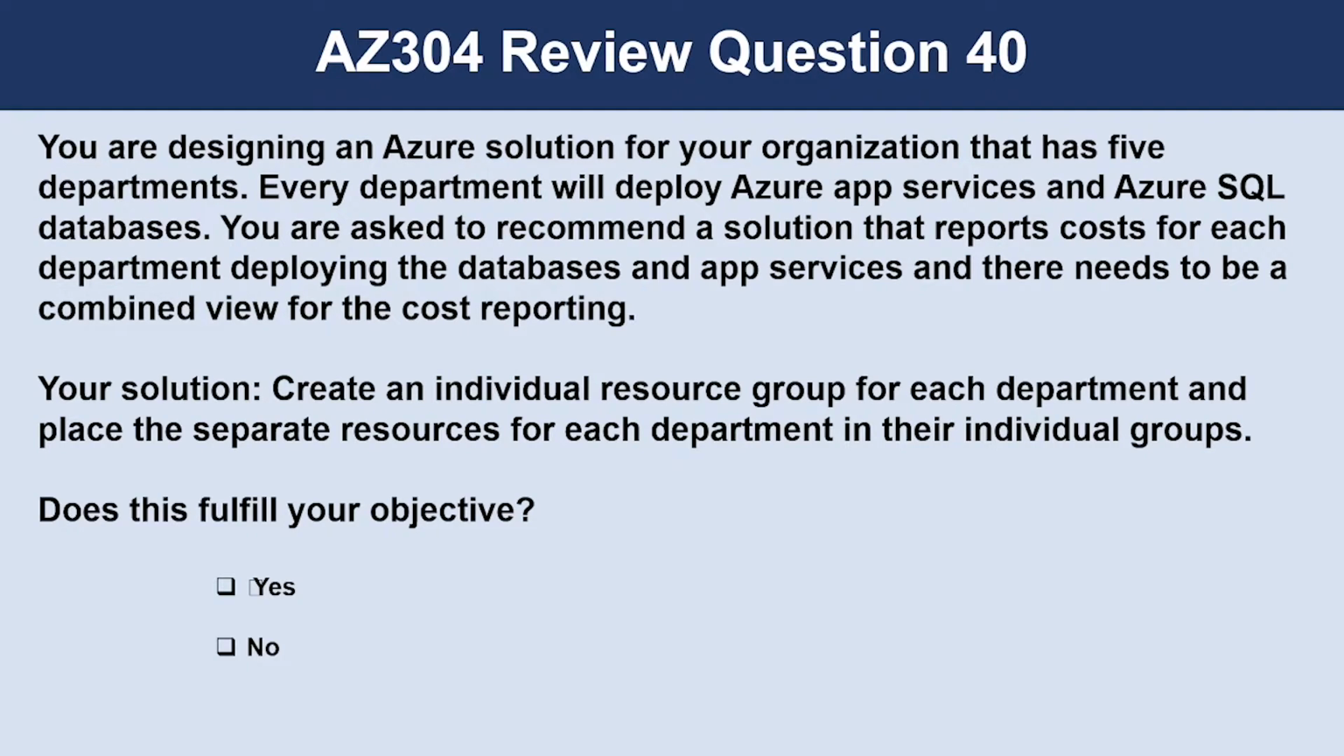Your solution is to create an individual resource group for each department and place the separate resources for each department in their individual groups. Does this fulfill your objective? Correct answer is yes. Cost management can track by resource groups, which allows you to report by resource group.